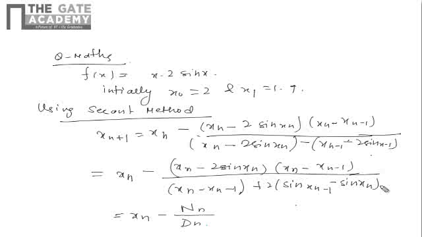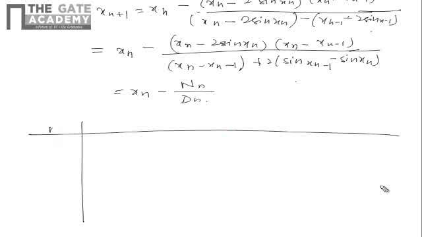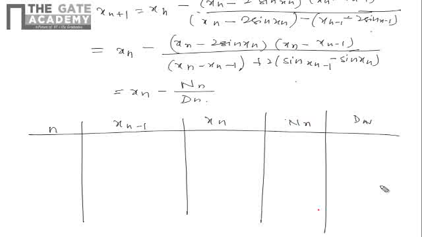Now we have to find the root to the third decimal place, so let's make a table with all n values, with x(n-1) and xn, and the numerator and denominator. When we take n equals 1, this x(n-1) becomes x0. Taking x(n+1) as x1, xn becomes, sorry, x of 1.